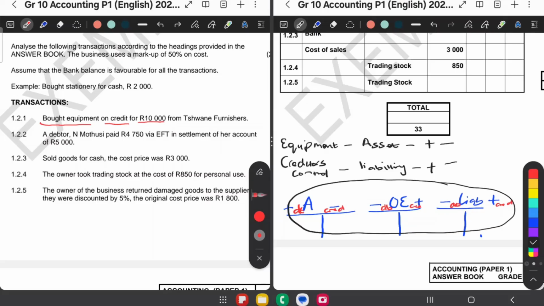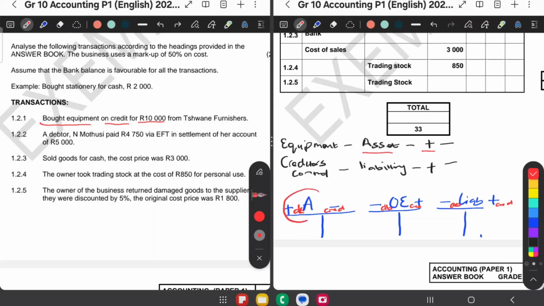Then I'm going to look at these tables over here. Let's check. An asset has a plus on the debit side, so this account will be debited. And the liability has a plus on the credit side, so that account will be credited. And the amount is 10,000 Rand.